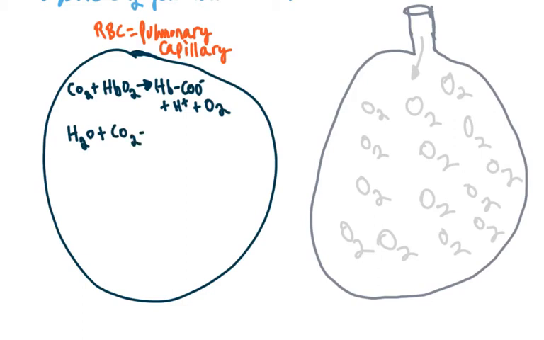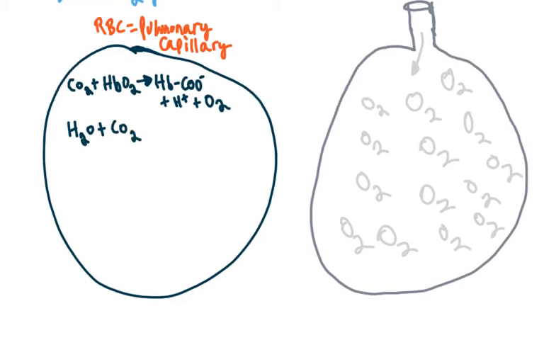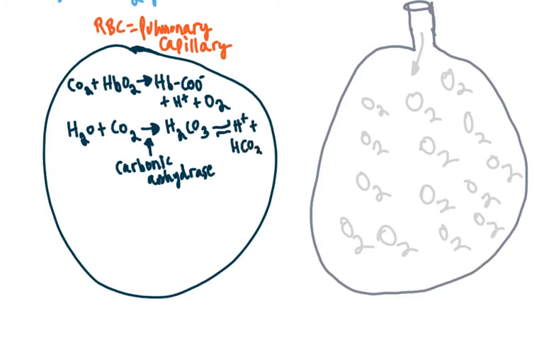combining with CO2 to make our carbonic acid. So H2O and CO2 will make carbonic acid, but it can't do that by itself. We need a catalyst. So what is this catalyst called? It's called carbonic anhydrase. And we said that then carbonic acid can go ahead and dissociate into a hydrogen cation and bicarb. And then we said bicarb went to the plasma.